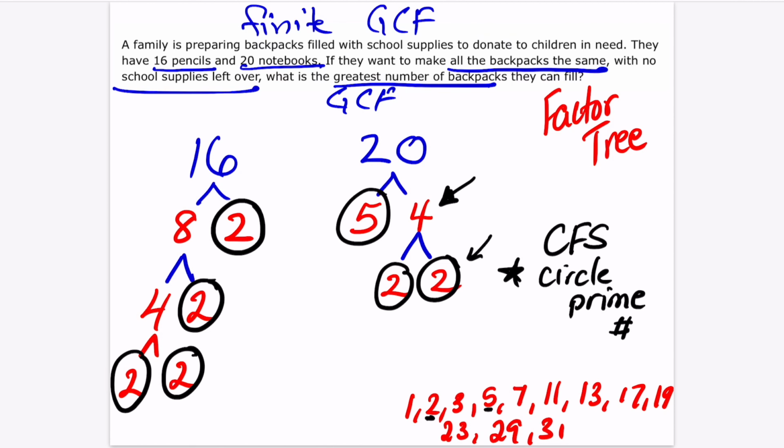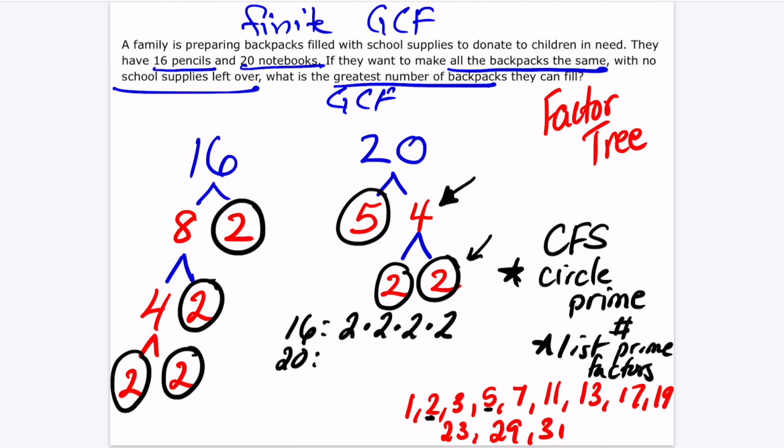And now what I'm going to do is I'm going to take 16 and 20, and I'm going to make a list. I'm going to list the prime factors. So for 16, I have 2 times 2 times 2 times 2. And for 20, I have 2 times 2 times 5.